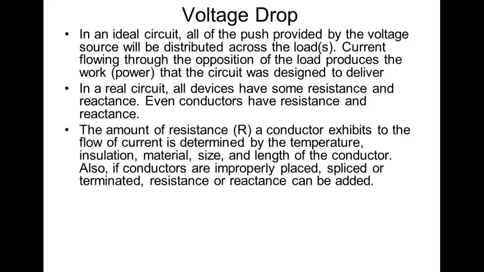So what determines the 4 things? The material it's made out of, the size of the conductor, the length of the conductor, and the temperature that the conductor operates at. When metals get hot, their opposition goes up. When metals go down in temperature, their opposition goes down.